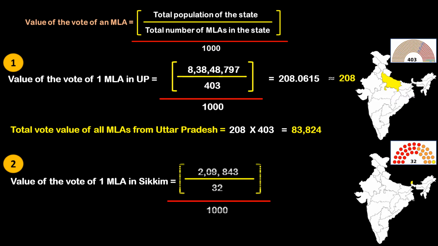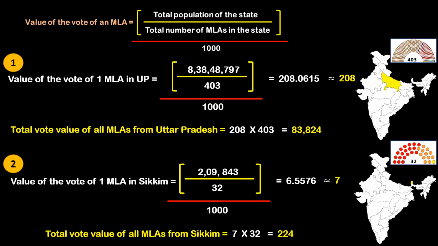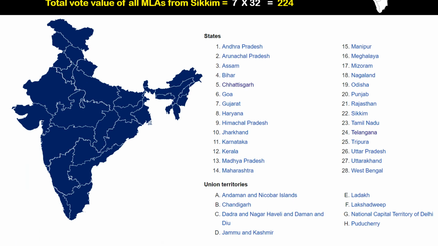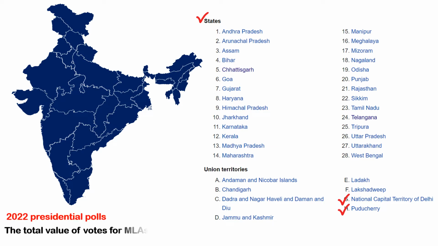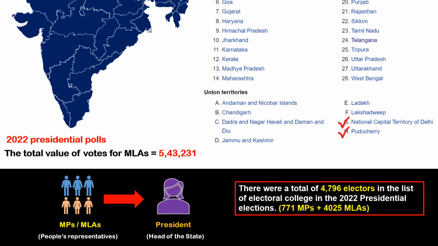Similarly, we can calculate the value of the vote of one MLA in Sikkim. It comes out to be 7. Can you see the huge difference population makes to the value of votes? If we continue this exercise for all 28 Indian states and for the Union Territories of Delhi and Puducherry, we will get the total value of votes of all MLAs in the country to be over 5.4 lakhs.